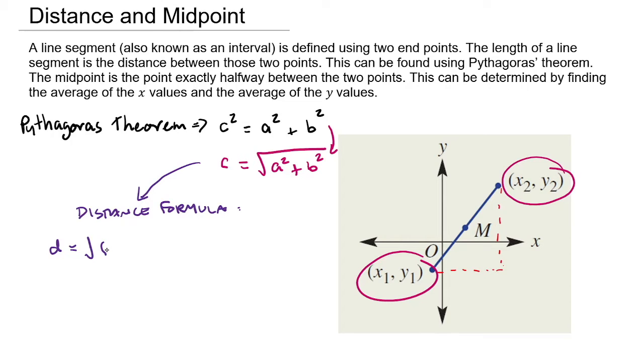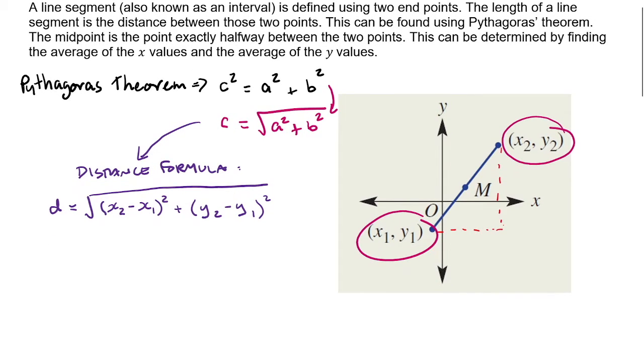I want the difference between the two. So I'm going to go x2, so the second x minus the first x, all squared. I'm going to add that to the second y minus the first y, all squared, all under a square root sign. So that is our distance formula, and we'll see that in action very shortly.